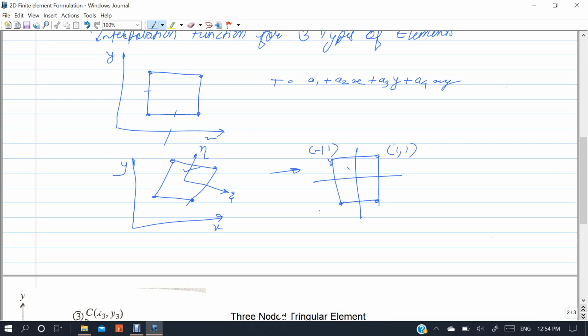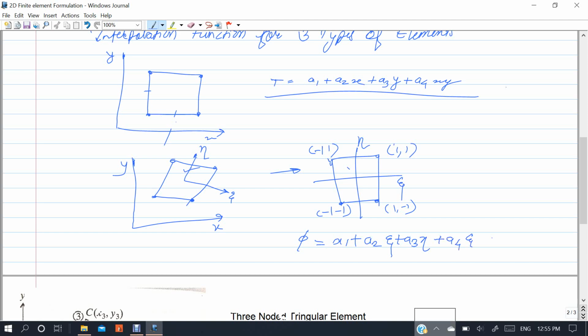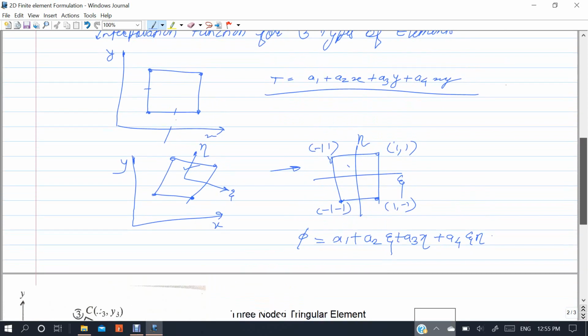This will be minus 1, 1, minus 1, and this will be 1 and minus 1, and this axis will be eta and this will be your zeta. Now, this quadratic equation will change to phi equal to a1 plus a2 zeta plus a3 eta plus a4 zeta into eta. So depending upon the element, we have to change the equation for that.